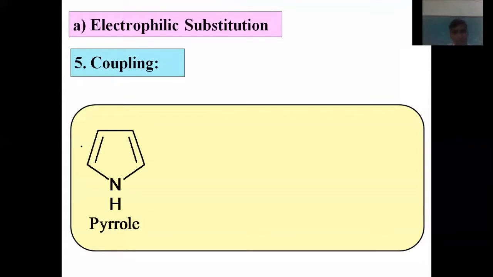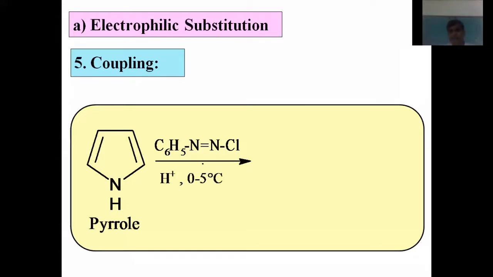Again, pyrrole, when treated with the benzene diazonium chloride, that reaction is carried out in presence of H plus ion, means in presence of acid, and at temperature 0 to 5 degrees Celsius, means at very low temperature. Now what happens in this reaction? Here also the hydrogen atom from the position 2.